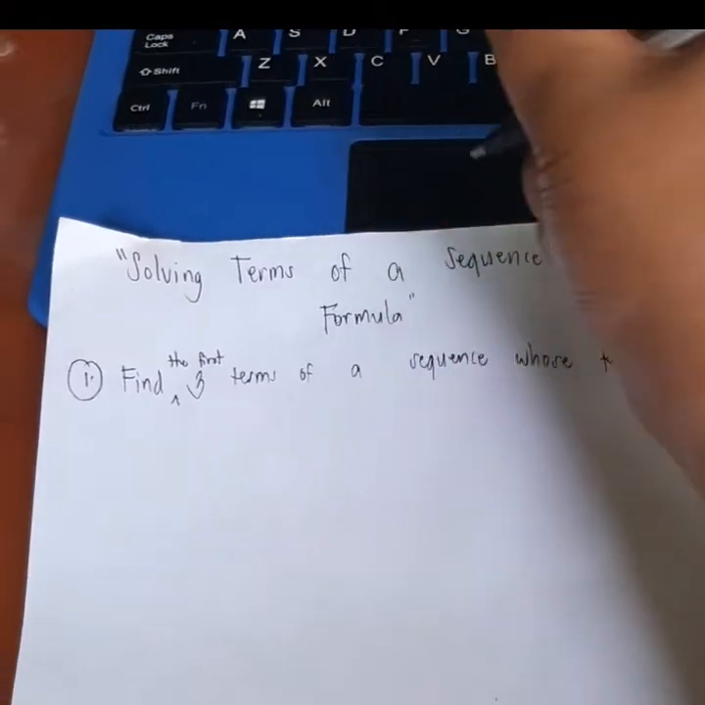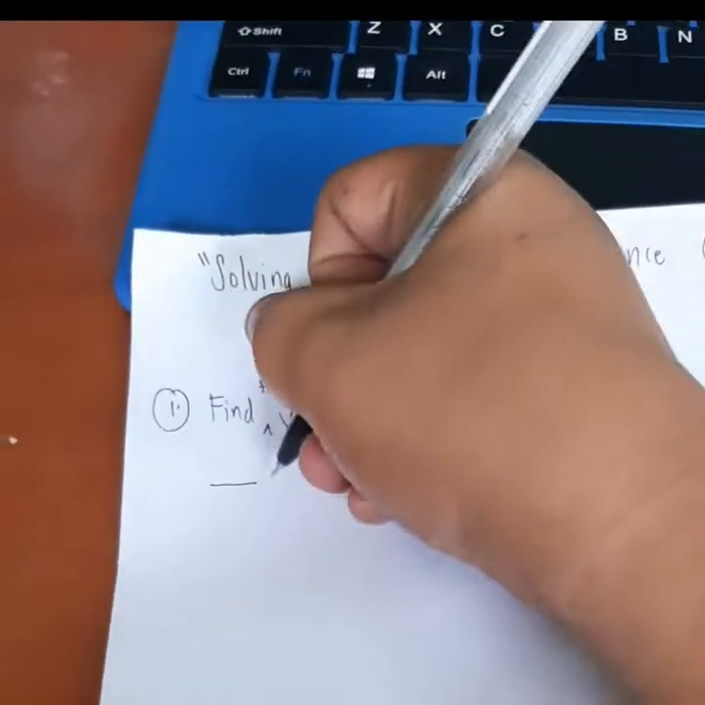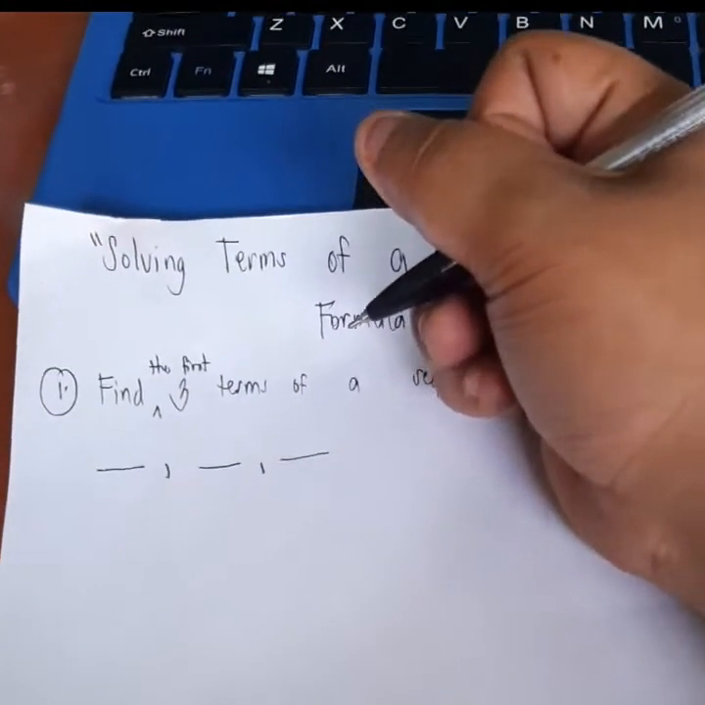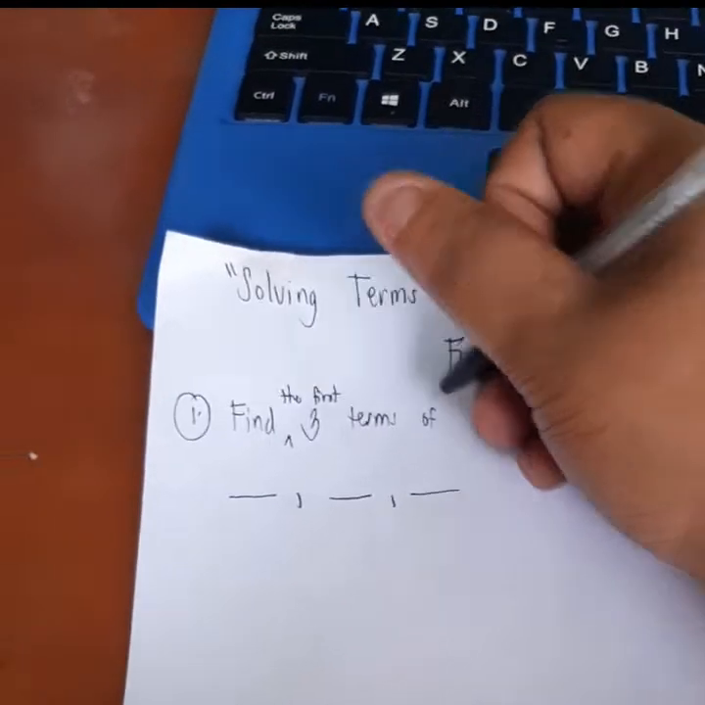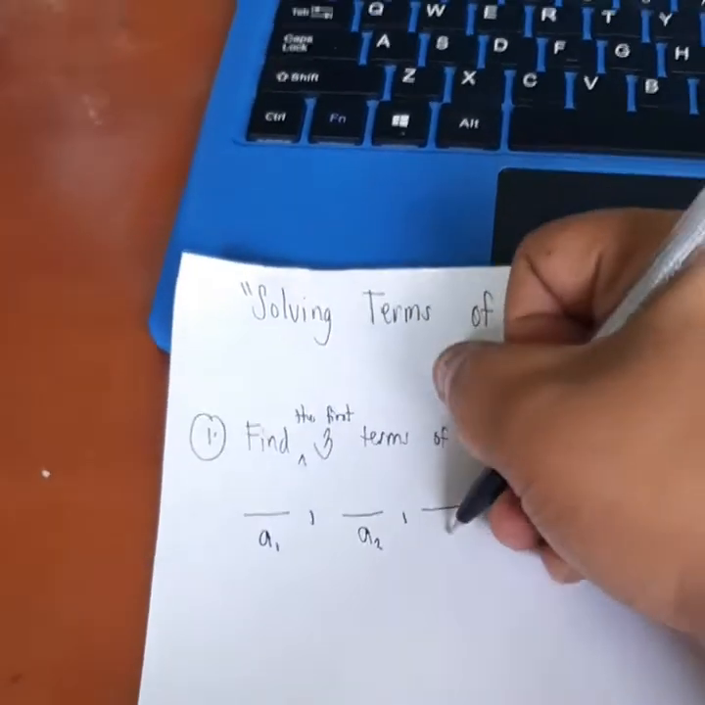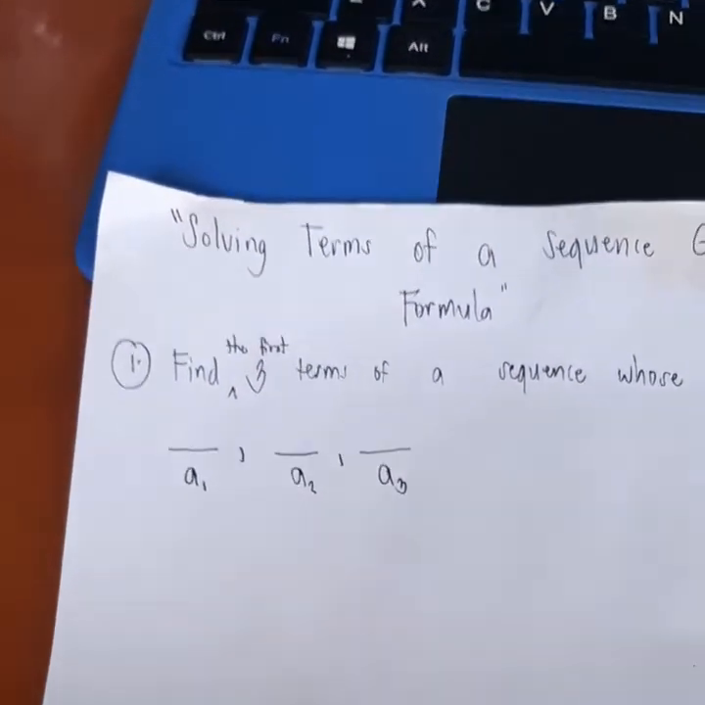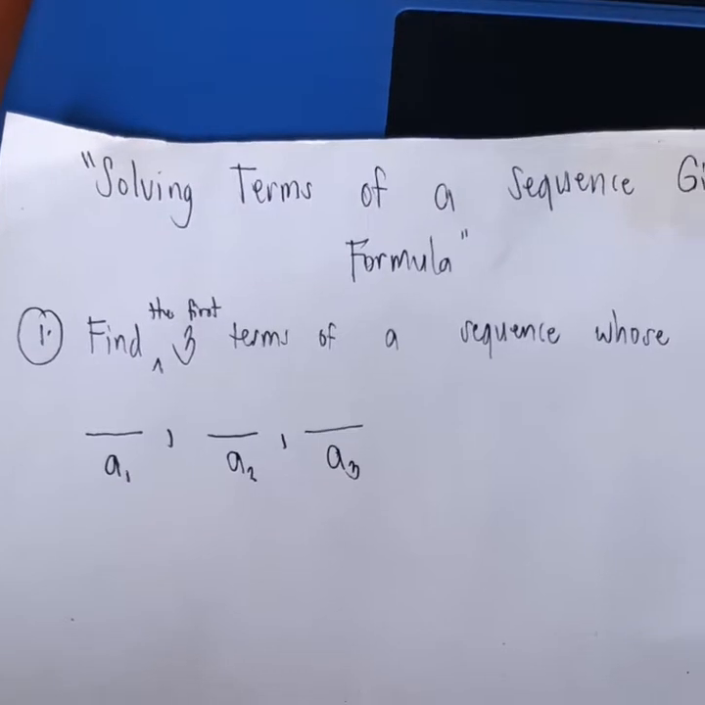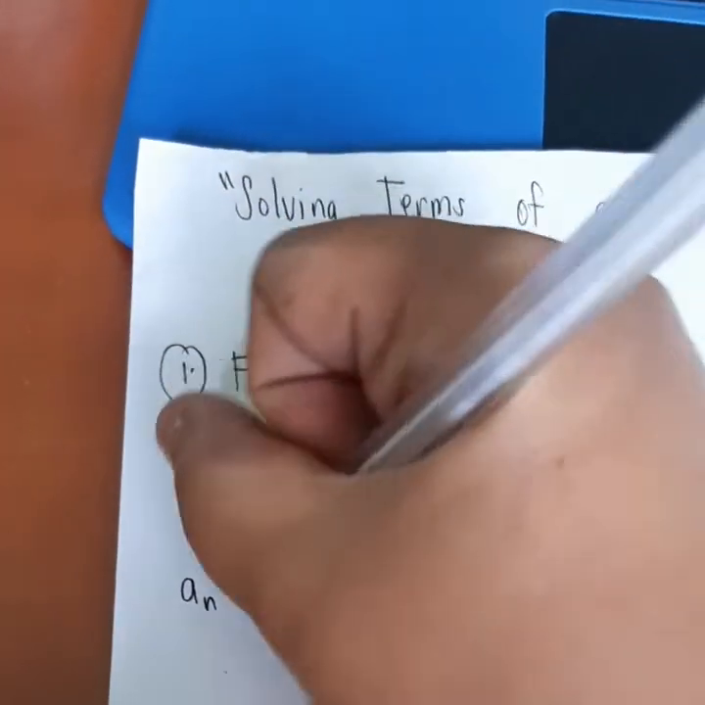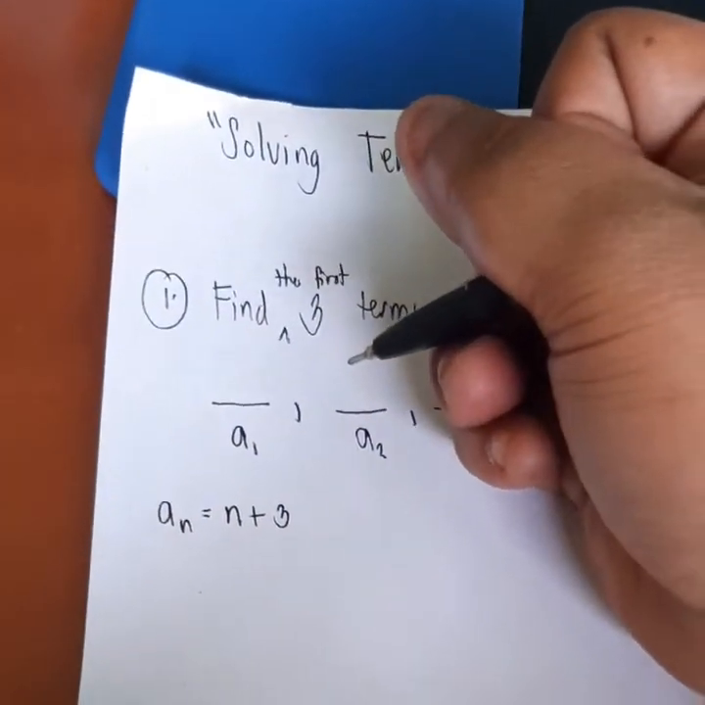So how to solve for this? You start with writing the blanks. Since we're looking for the first three terms, we're going to have the first three blanks, which will be your a sub 1, your a sub 2, and your a sub 3. We're going to solve first the first term, which is the a sub 1. So let's use our given formula, which is a sub n is equal to n plus 3. So that's our given formula.